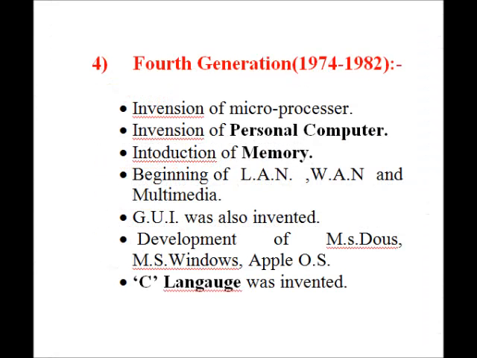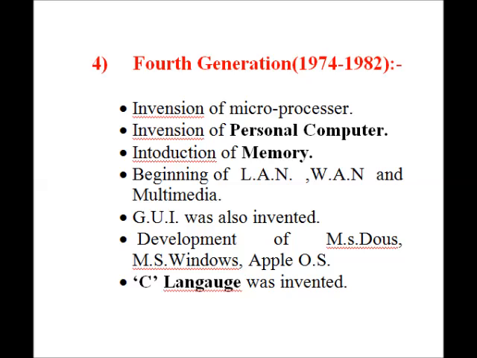Then comes the fourth generation, which lasted from 1974 to 1982. In this generation, we will see the invention of microprocessors, which led to an increase in processing speed as compared to the third generation. Invention of personal computers, which resulted in use in different fields, that is commerce, school, office, etc. Introduction of memory.